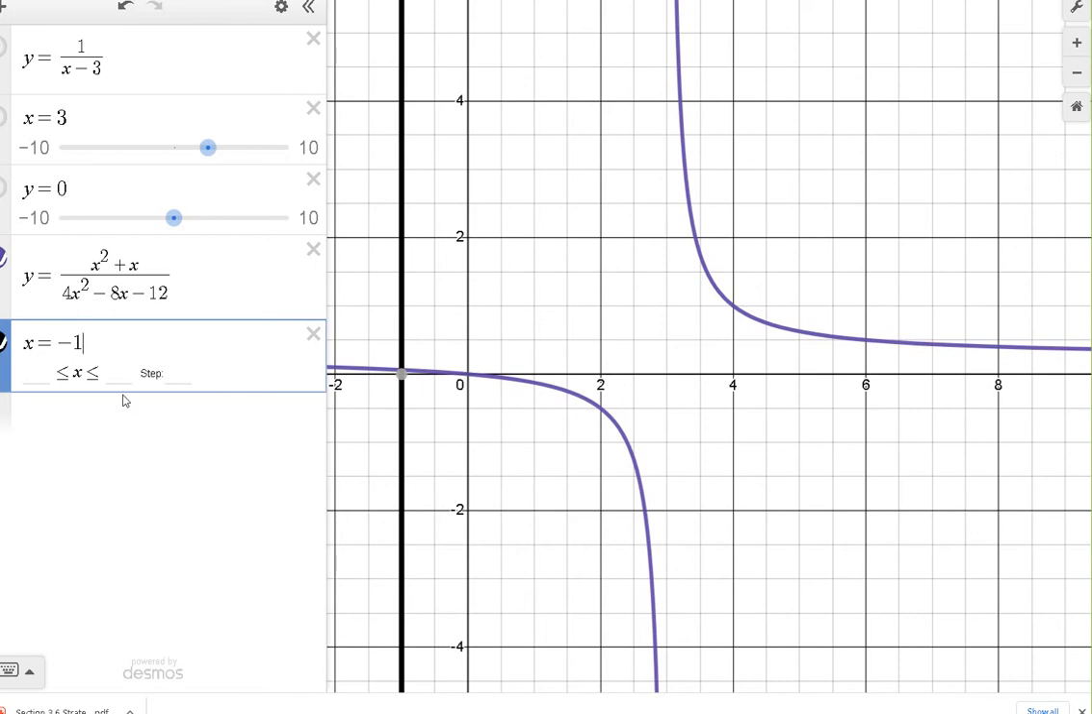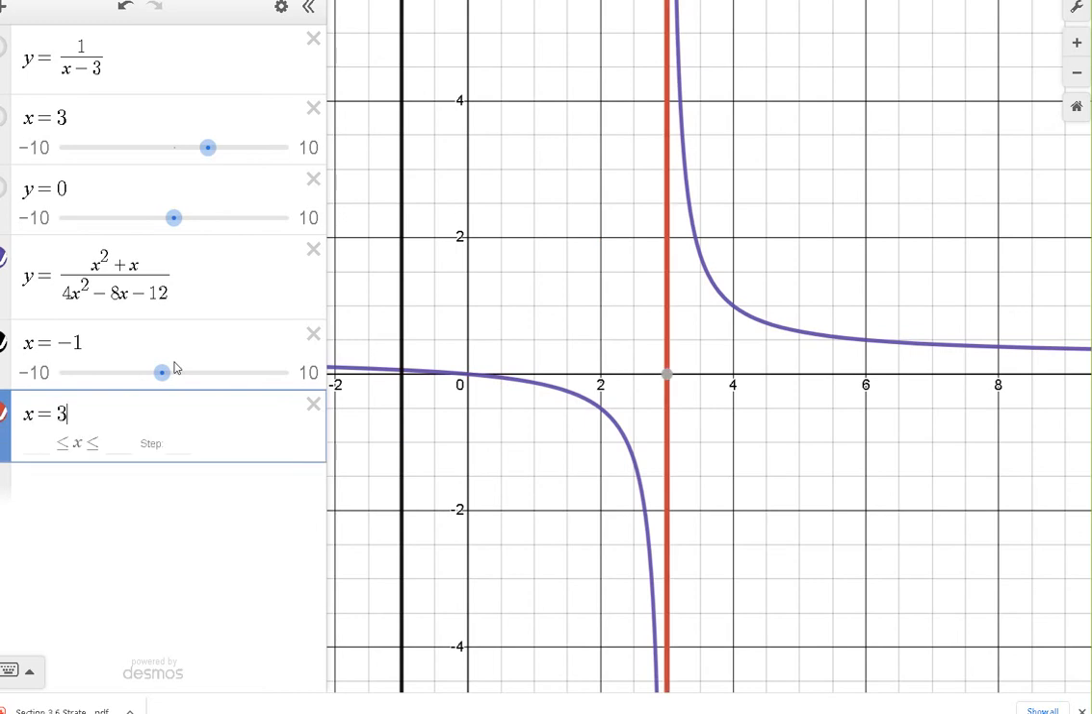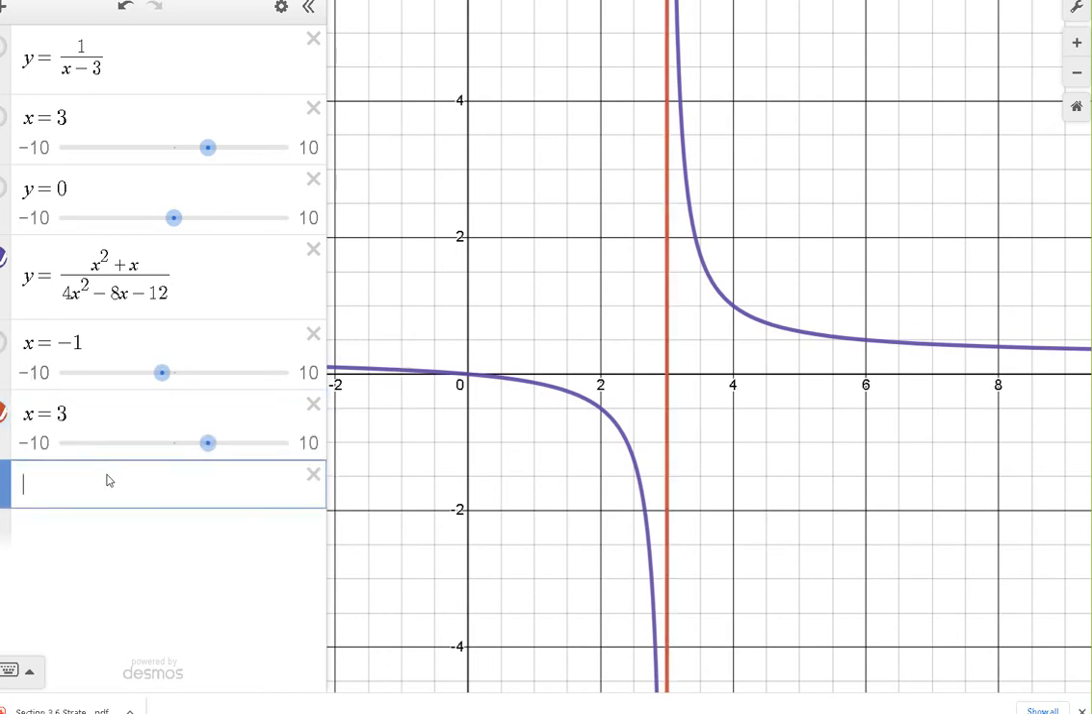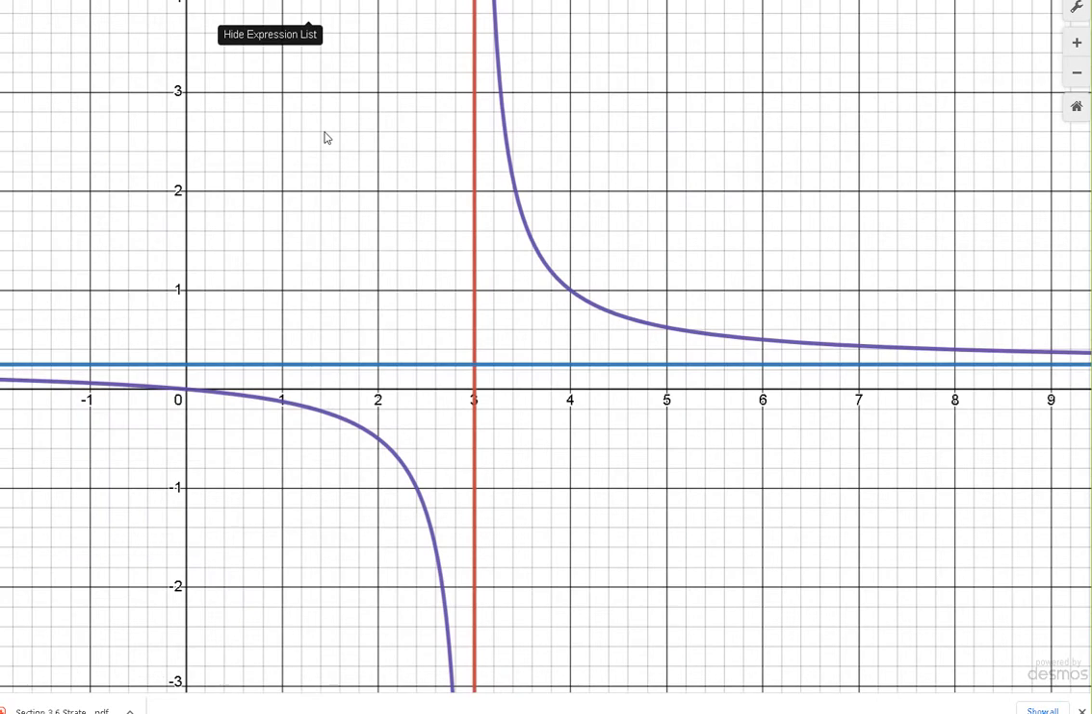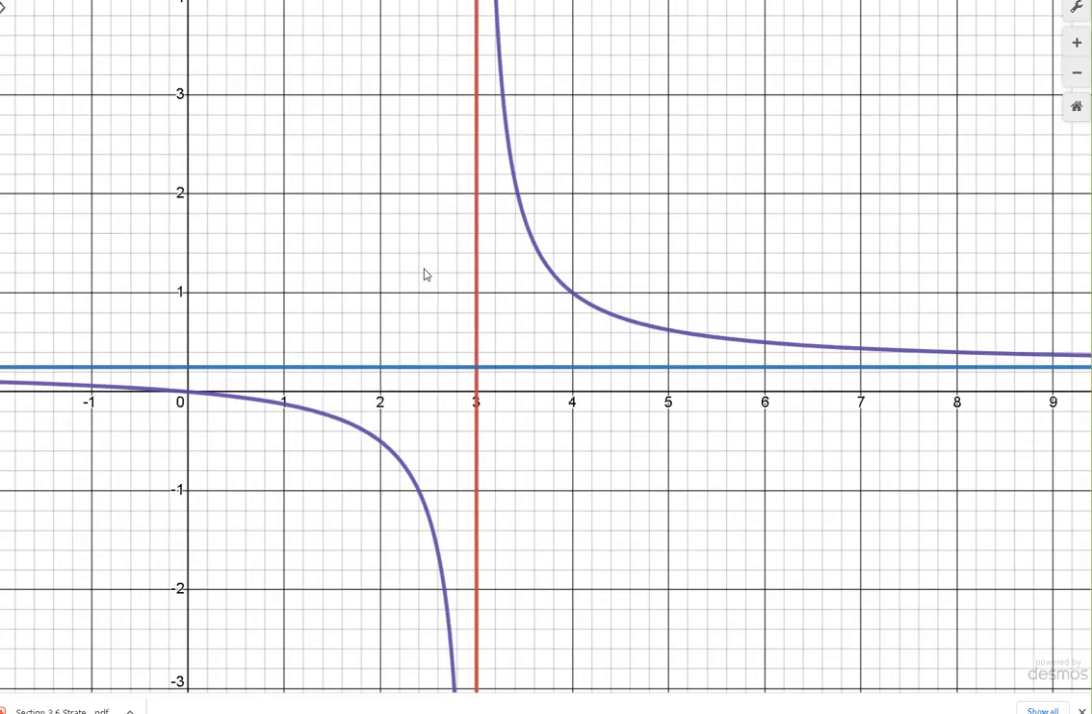How come I'm not getting an asymptote? Oh, there's something more devious going on there. All right, we'll talk about that in a second. And then we do get one at x equals +3. Let me shut this off for the second. And then we also get y equals 1/4. That's a horizontal asymptote. And that looks reasonable.